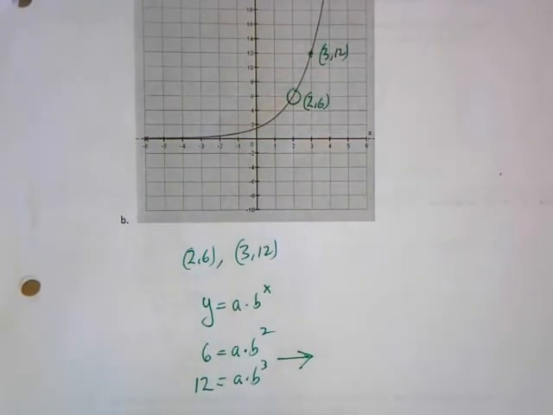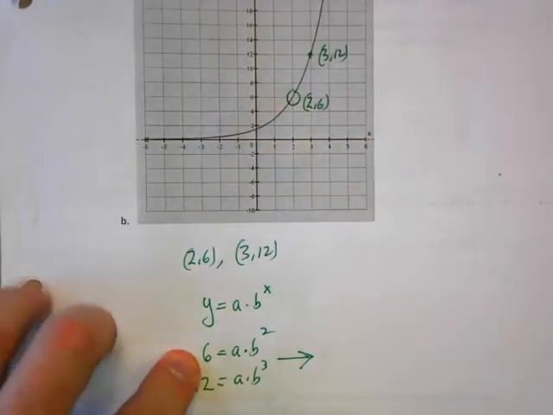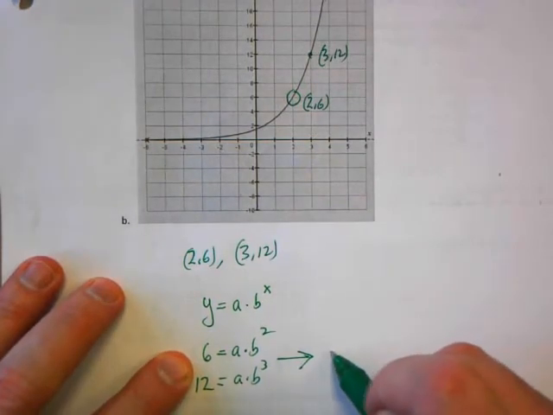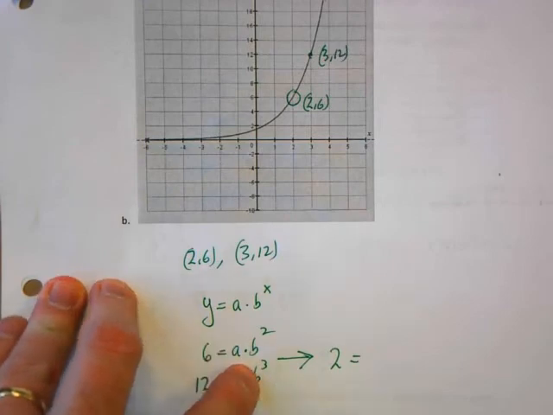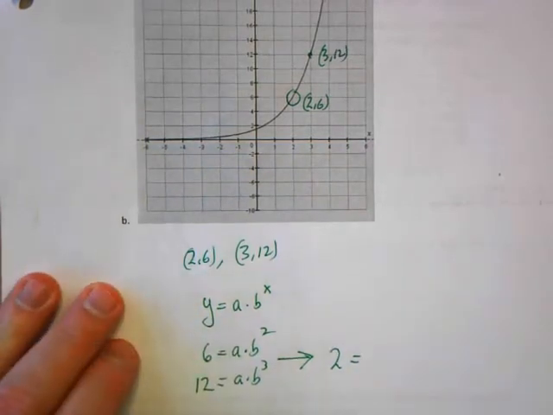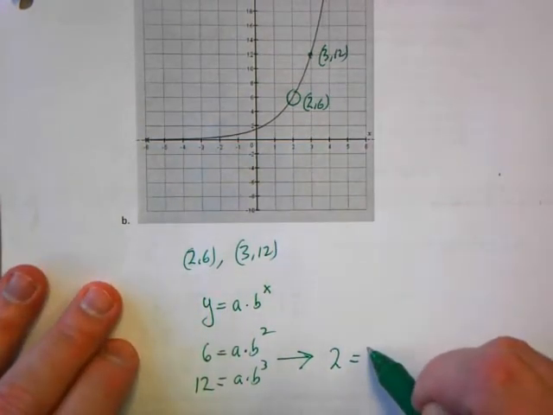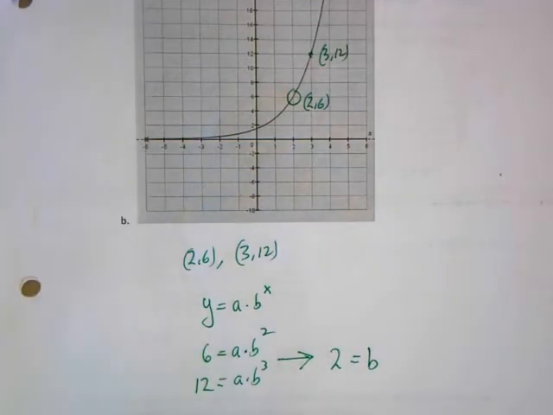When I divide, what's 12 divided by 6? 2 equals a divided by a. Those cancel out. B cubed divided by b squared is just b. I subtract my powers. 3 minus 2 is 1. So that turns out very nice. B turns out to be a very nice number. B is the number 2.